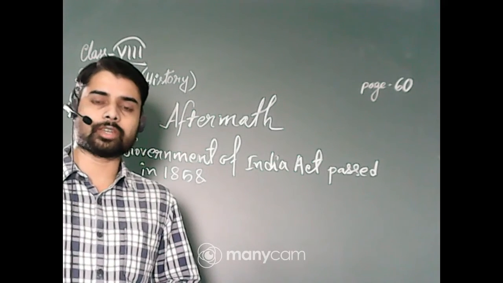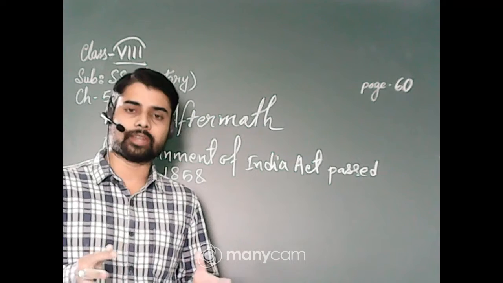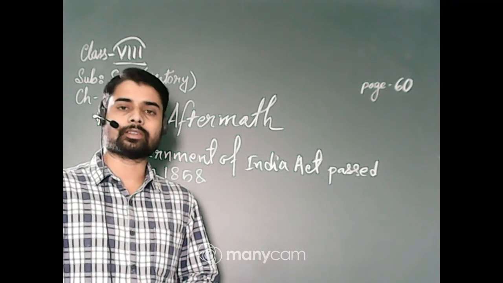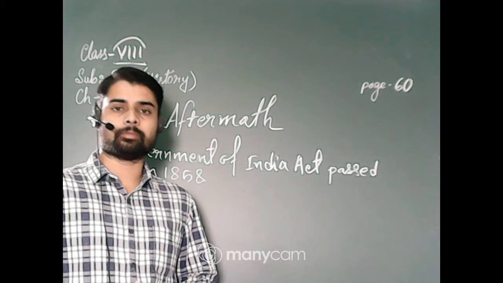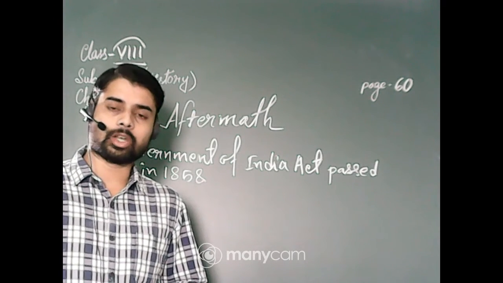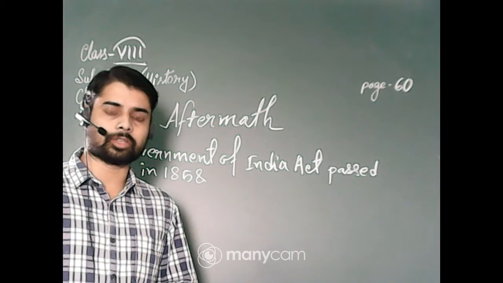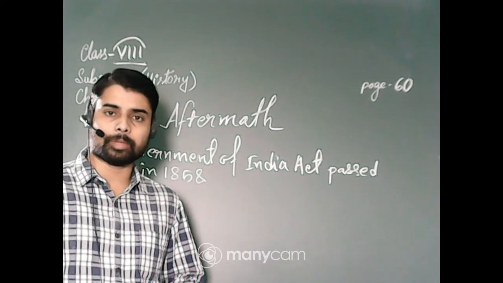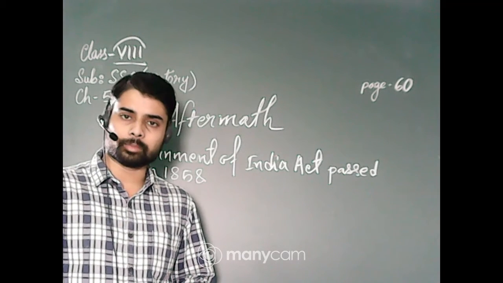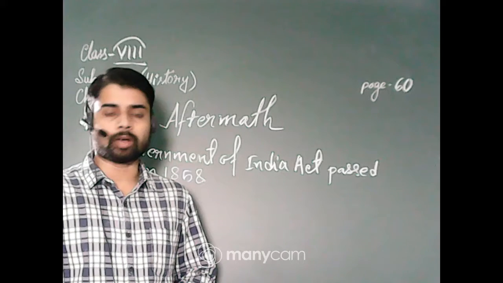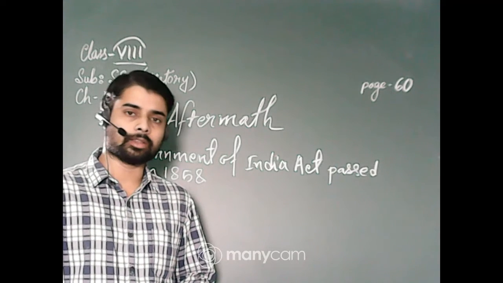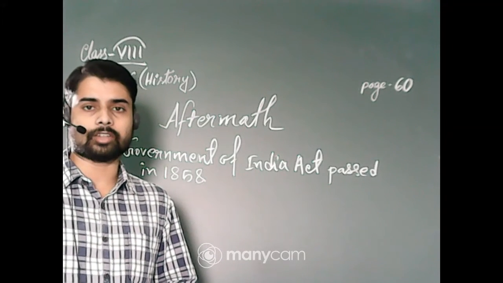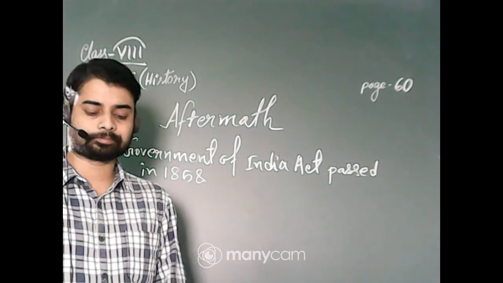Number 4: the fourth change was that they abstained from interfering in the religious and cultural matters of the Indians, because the direct reason for the Sepoy Mutiny was the Enfield rifle, related to the caste and religion of the people in their army. So now they decided not to interfere in any religious or cultural affairs of the Indians.